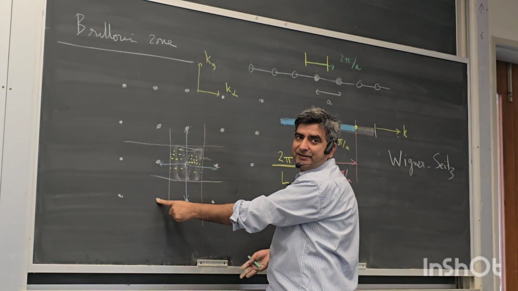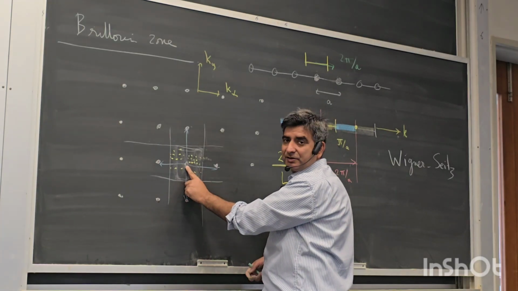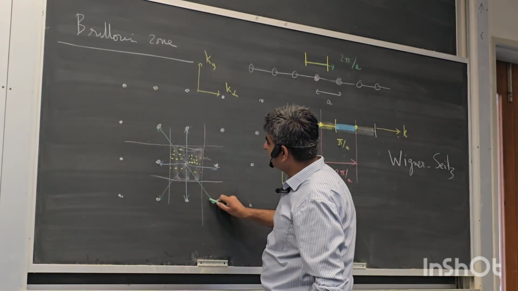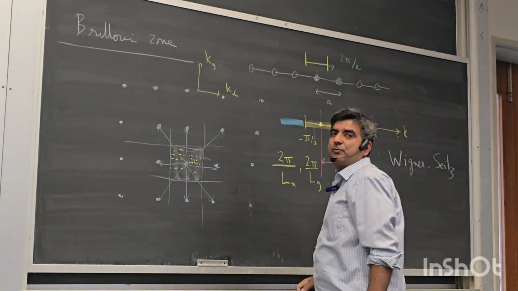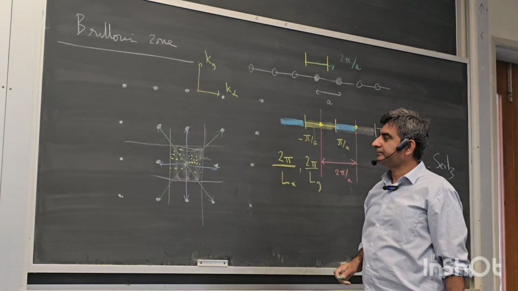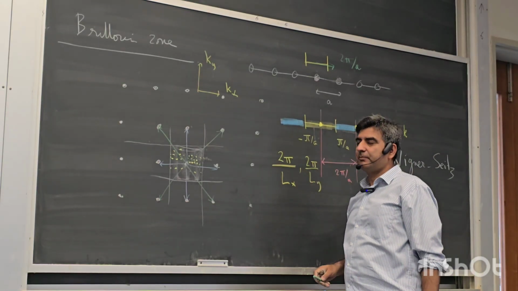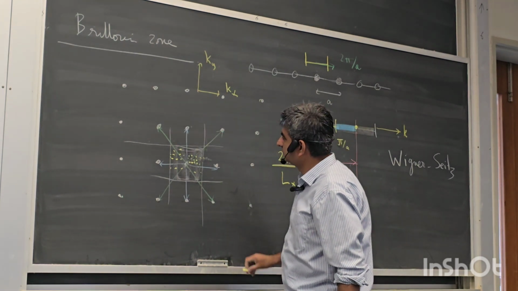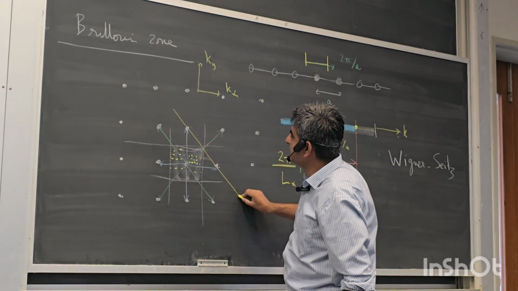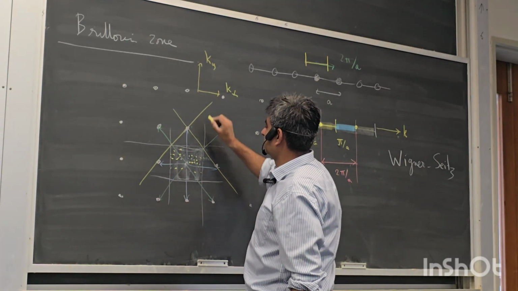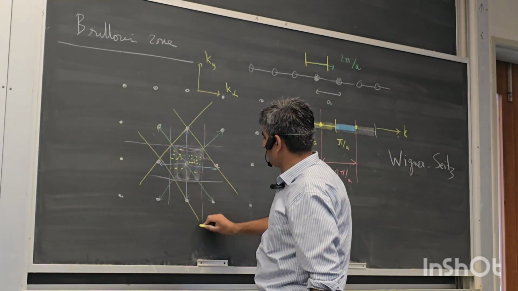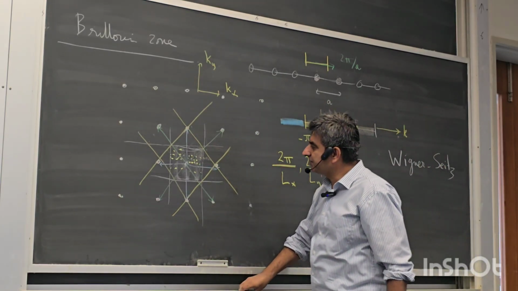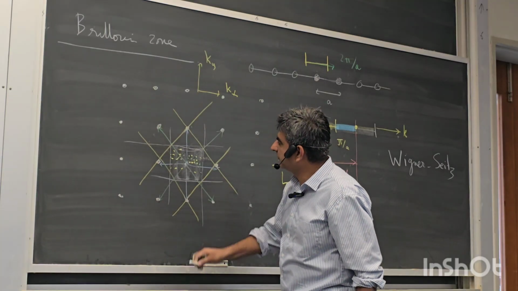Okay, so these are next in line in terms of distance from this origin. So I draw translational lattice vectors to these next in line points, and then I draw bisectors to this line. Now this region is already the first Brillouin zone.